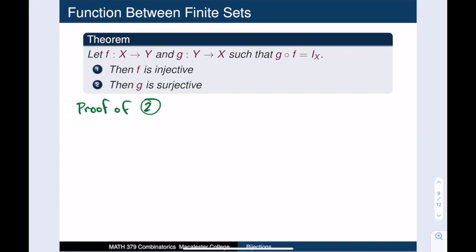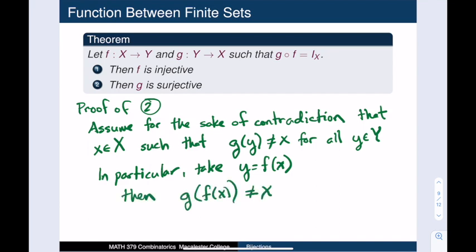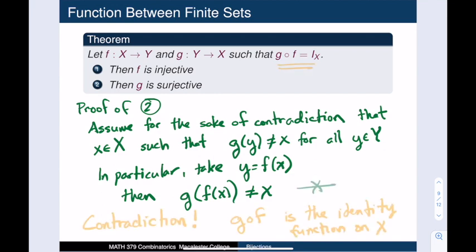Next, let's show that the function g is surjective by using a proof by contradiction. Let's assume, for the sake of contradiction, that g is not surjective. So this means that there is some element x in the set x such that g of y is not equal to x for every element y in the set y. In particular, let's consider the element y is equal to f of x. We can conclude that g of f of x is not equal to x, because f of x is just some element in the set y, and none of these elements map to the element x.